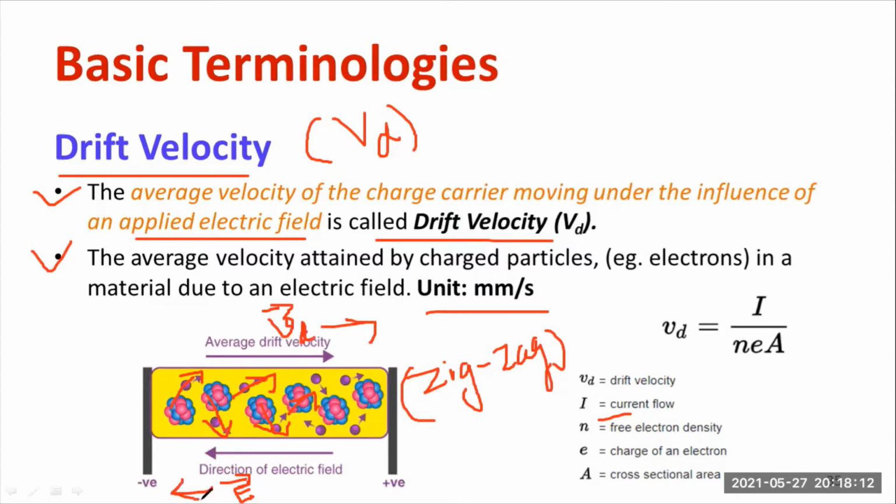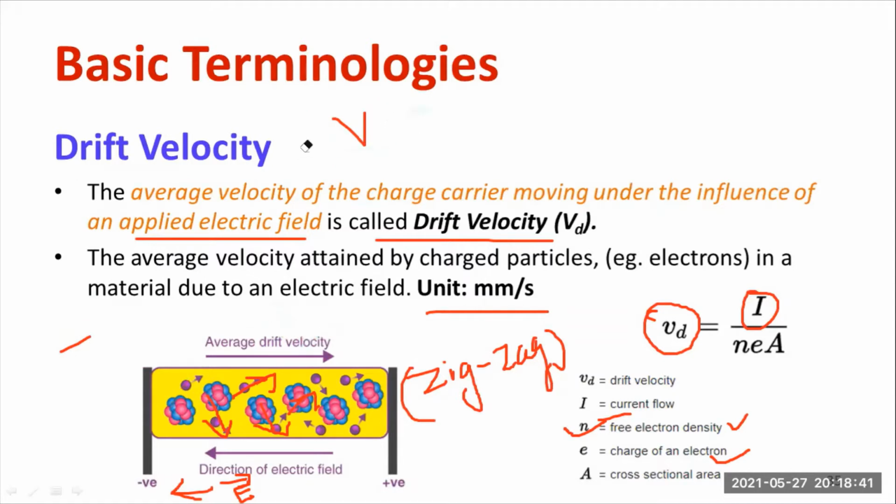Hope you understood. You can compute the drift velocity using the simple formula Vd = I divided by N into E into A, where Vd is known as drift velocity, I is the current flowing through the conductor, N is the free electron density, E is the charge of an electron, which is equal to 1.6 into 10 to the power minus 19 coulomb, and A is the area of cross section of the conductor. So this is known as drift velocity.